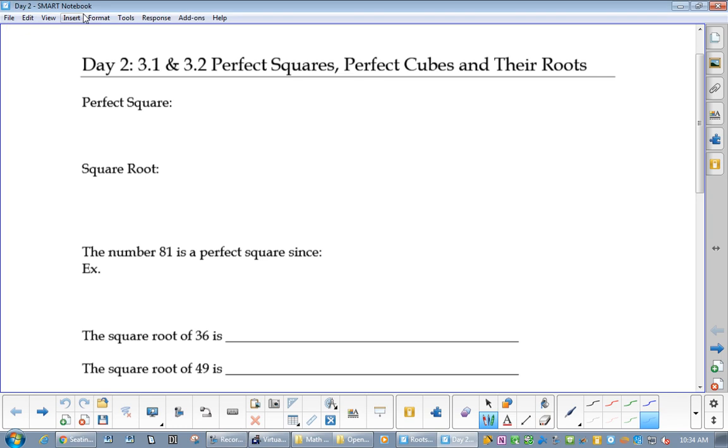Today, now, we've already talked about this. What is a perfect square? We did a chart, but I'm going to give you a complicated definition. The product of a rational number multiplied by itself.